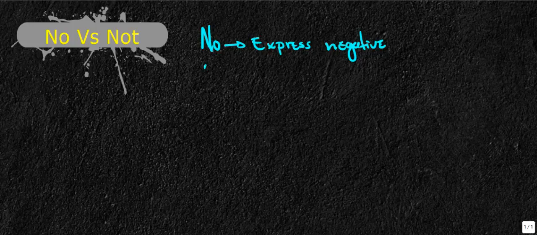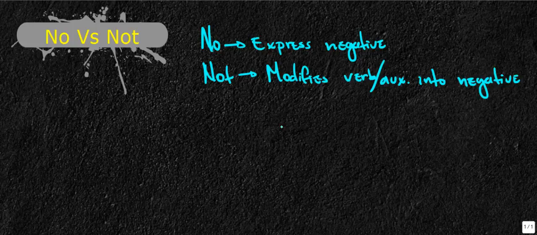Then we have not. Not, what it does is it modifies the verb or the auxiliary into negative. All right? So what that means is that you use not after a verb or an auxiliary to transform that verb or auxiliary into negative. Now, I can understand why students or people get confused with this, because they are very similar, and in the end the sentence is going to express the same thing, but you need to be careful when you use not and when you use no.